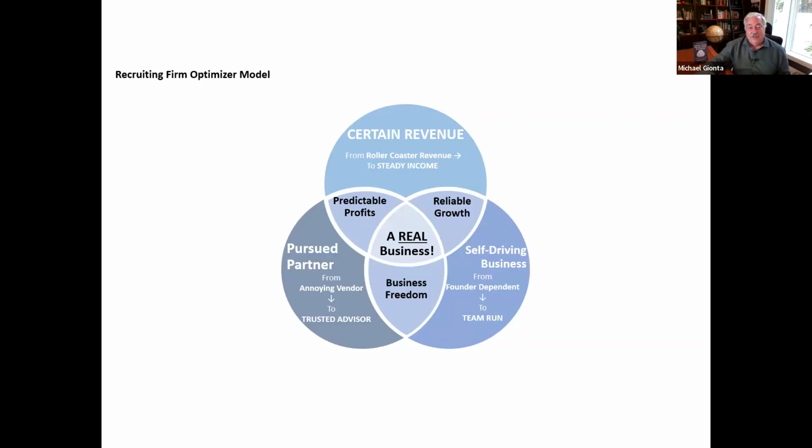And the first area under certain revenue we want to talk about is having a clear written vision. It's hard to have very certain revenue when you're not clear on where you're at.